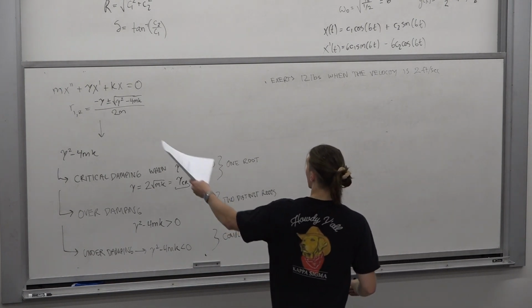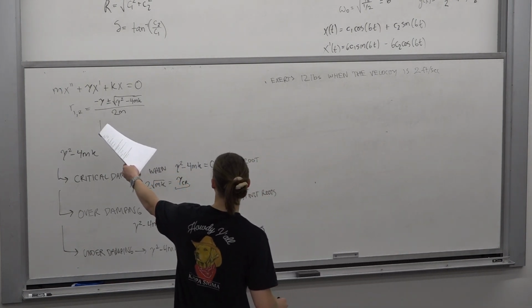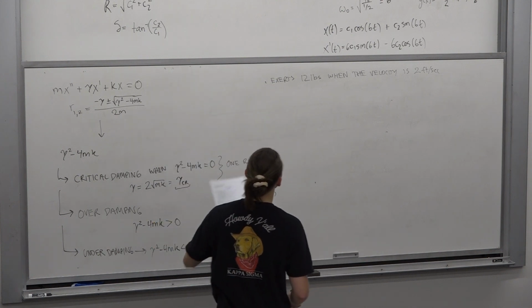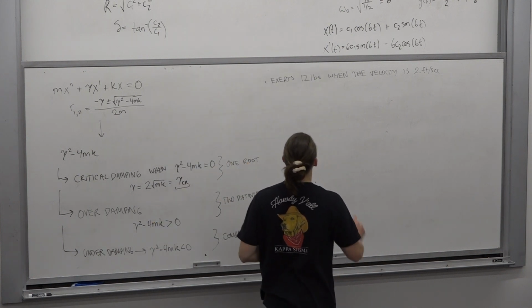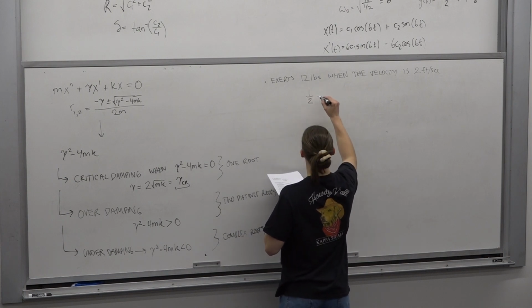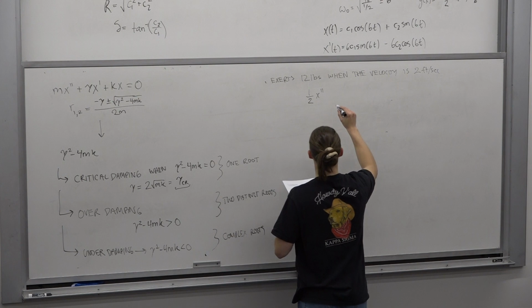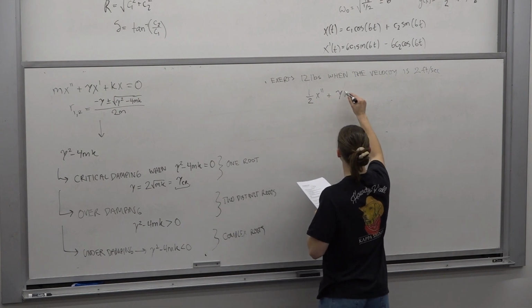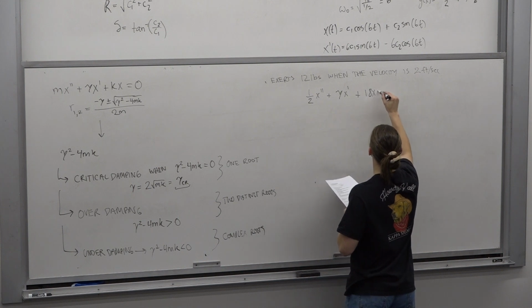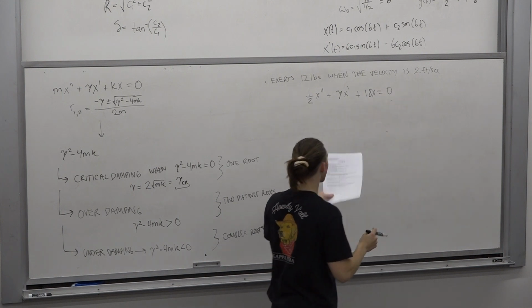So we have this governing equation. We found these constants before. Let's plug them in again. We had mass is 1/2. So we have 1/2 x double prime plus gamma x prime plus 18x equals 0. How do we find gamma?